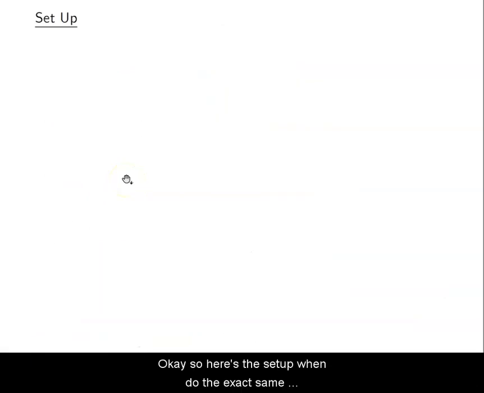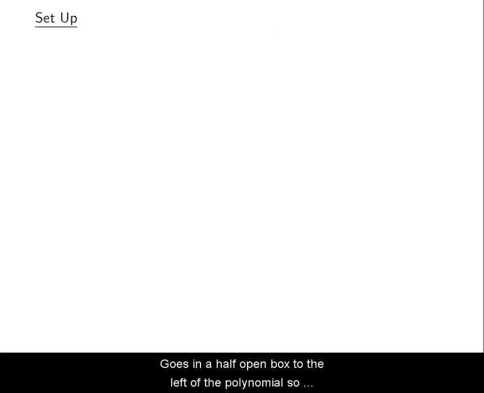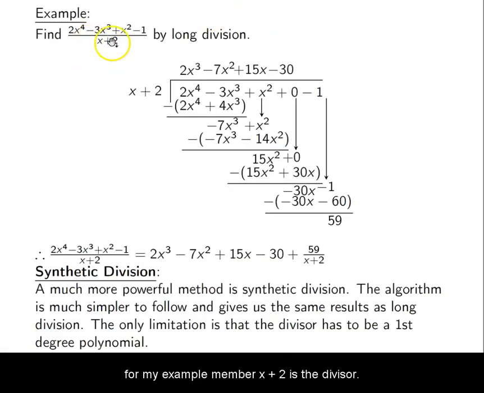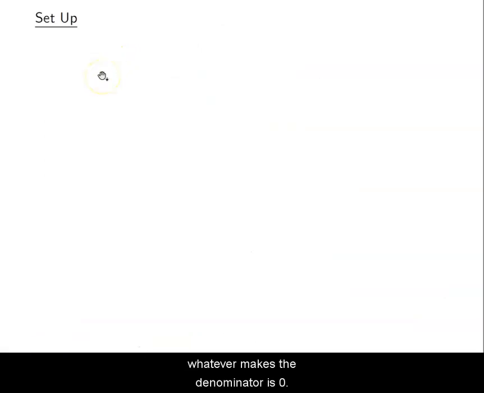Okay, so here's the setup. We're going to do the exact same problem. So let's talk about this first. The 0 of my divisor goes in a half open box to the left of the polynomial. So for my example, remember x plus 2 is the divisor. The 0 of the divisor in this case would be -2, whatever makes the denominator 0.